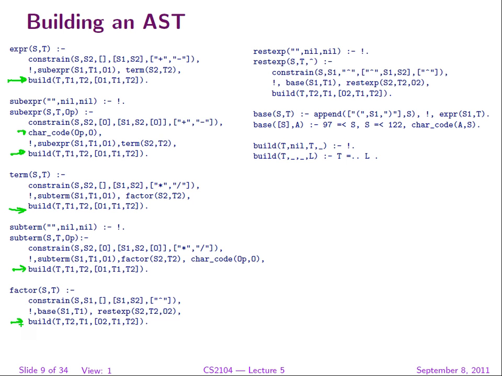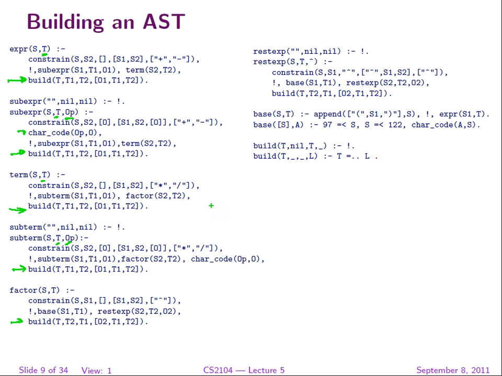All right? Notice that we have a new argument here, which is the AST that is to be returned, right? And sub-expression will have a residual operator here. We'll have the tree and the residual operator, right? Subterm will have the tree and the residual operator. Term does not have a residual operator, so it just returns a tree, and so on. Okay?